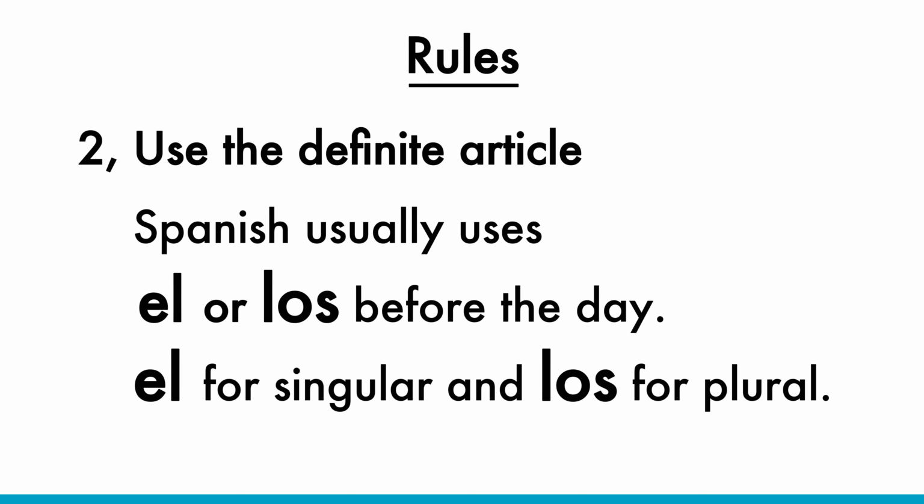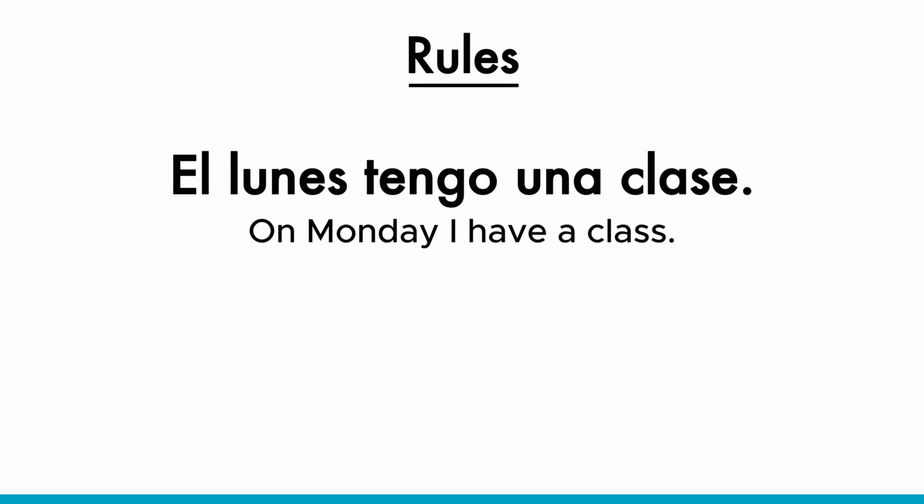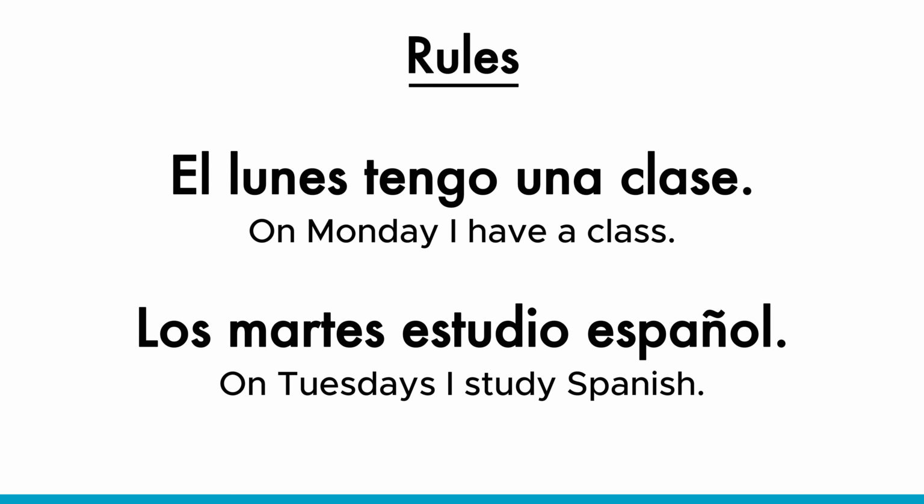The second rule is using the definite article. Spanish usually uses el or los before the day. El or los mean the in English. El is used for singular. Los is used for plural. Here we have some examples. El lunes tengo una clase. Los martes estudio español.